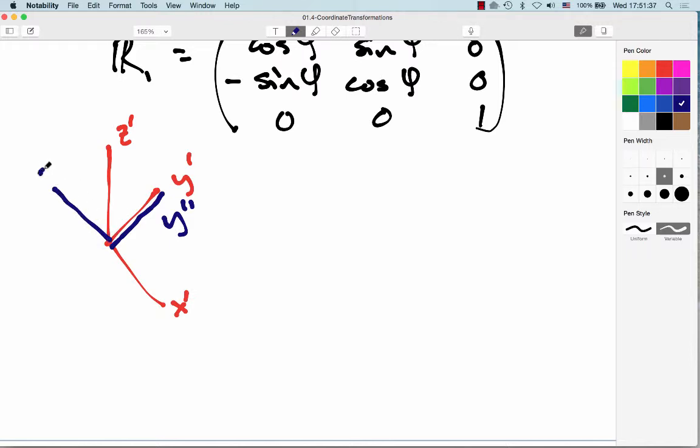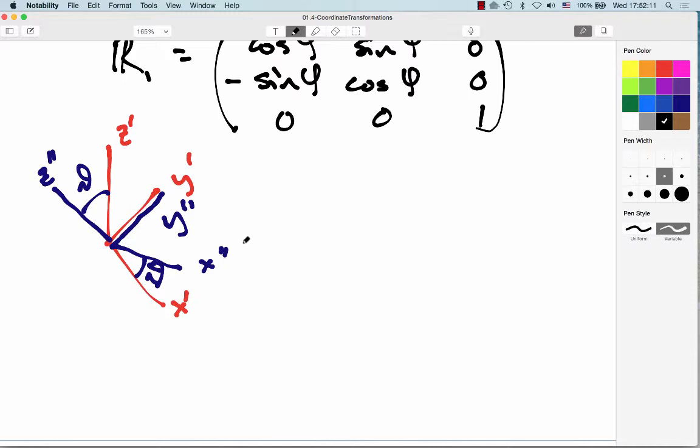So this will be my z double prime axis, and similarly that will become my x double prime axis, like so. And we'll say that this angle is theta. So we can play the same game we did before.